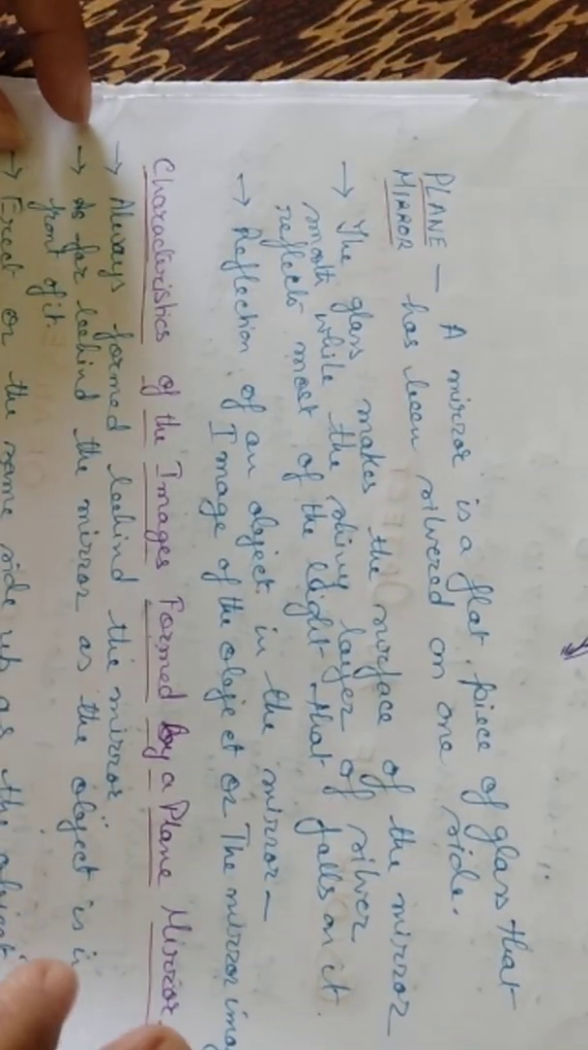Now, a plane mirror is a flat piece of glass that has been silvered on one side. The glass makes the surface of the mirror smooth, while the shiny layer of silver reflects most of the light that falls on it. The reflection of an object in the mirror is the image of the object, or the mirror image. We can say that is the reflection of an object.